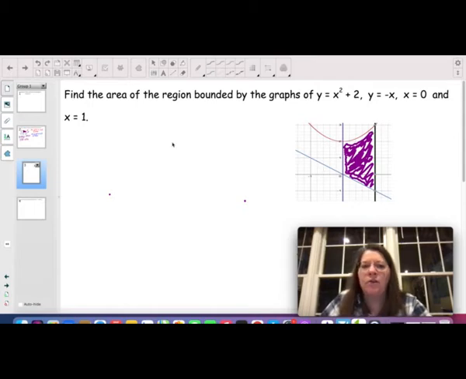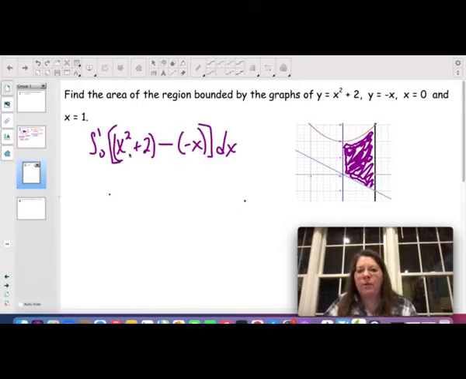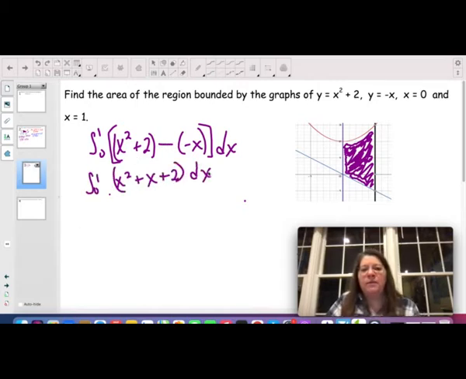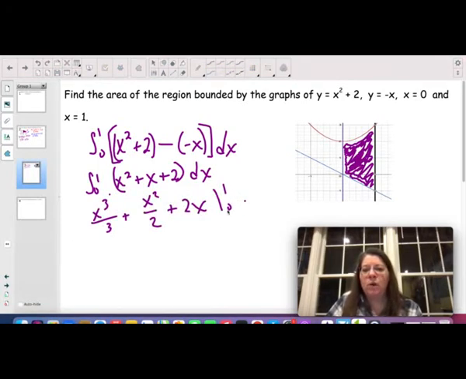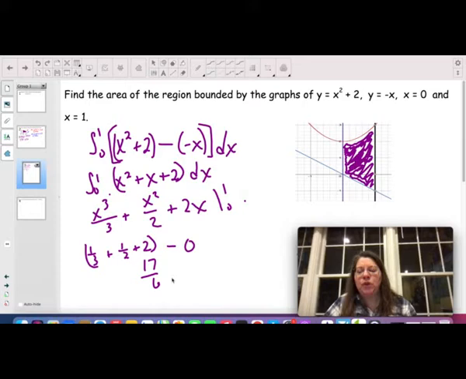So to find the area under this curve, it's going to be the integral from 0 to 1 of x squared plus 2, the top function, minus negative x, the bottom function, dx. And what we would need to do is just integrate this, then plug in the 1 and the 0, and we would have the area under that curve. And if I'm going to do this, the easiest thing to do would be to simplify it first. And once it's simplified, I will then integrate it. So here is the integral. I'm then going to plug in 1 and 0 to find the area between the two curves. And when I do that, the area between the two curves is 17/6.